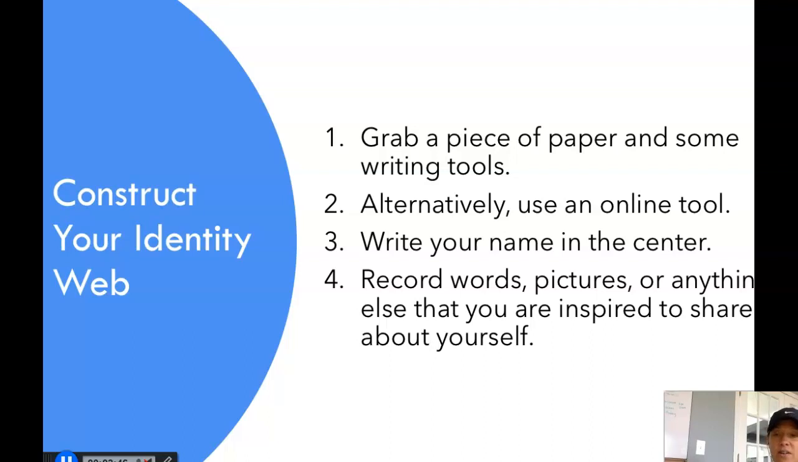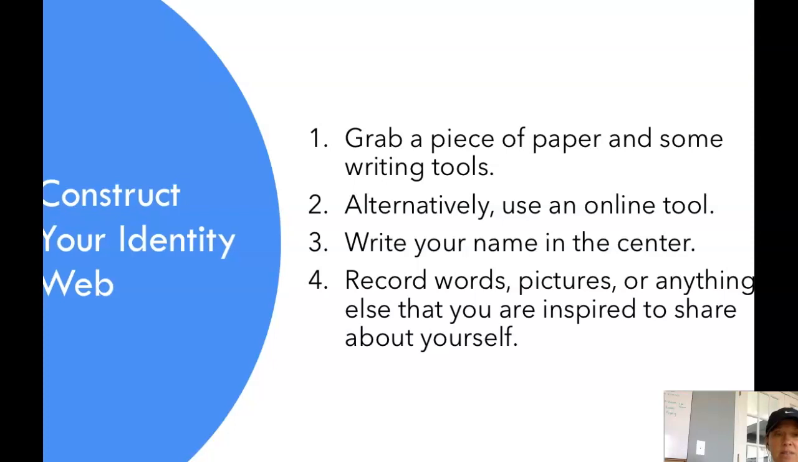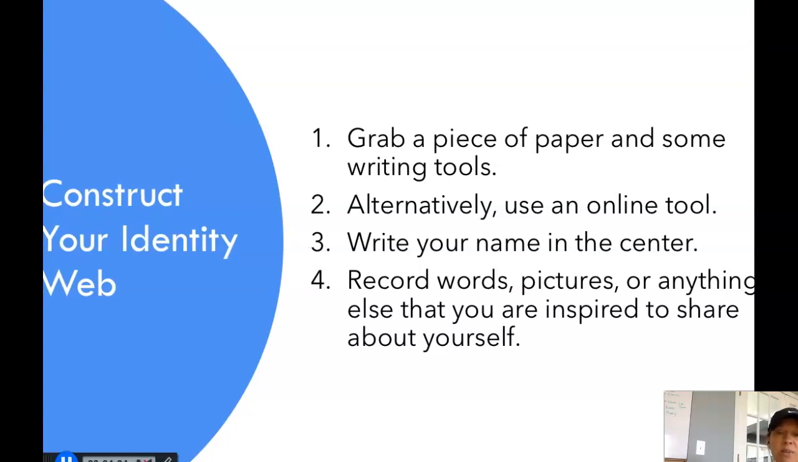So, how do you construct an identity web? It's very simple. The only thing that you need to do is grab a piece of paper and some writing tools that you want to use. You're going to write your name in the center of your paper, and you're going to record words, pictures, or anything else that you're inspired to share about yourself. Now, I have some things about myself that I know have shaped my identity that are painful, or they don't bring up positive memories or thoughts, and they're not things that I want to share at this point in time. So obviously share only the things that you desire to share.